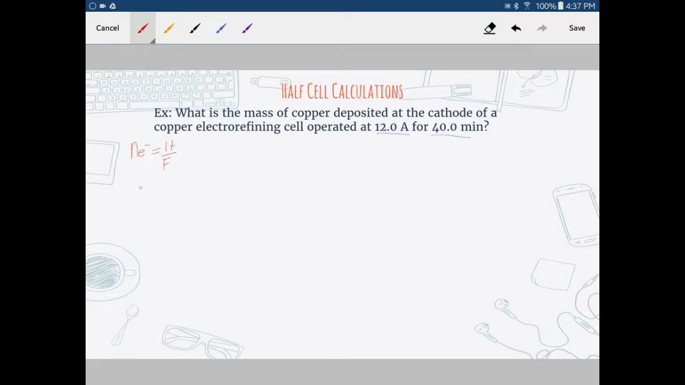Now, again, we want to write down any of our variables. I like to sometimes just jot them down. So I is equal to 12 amps.